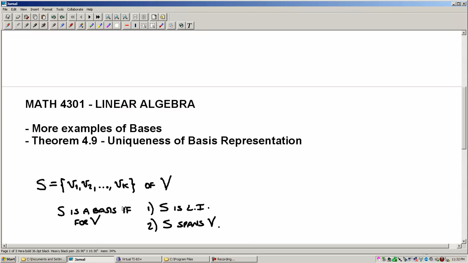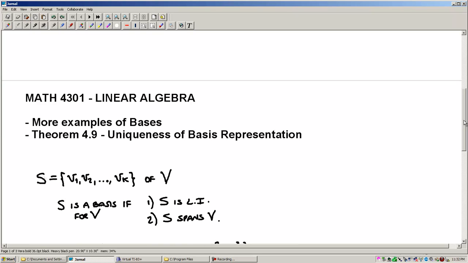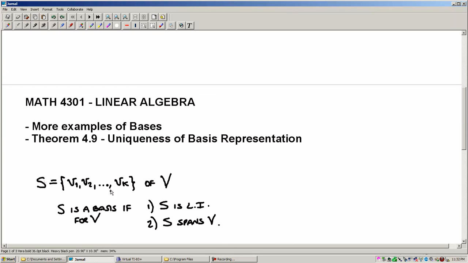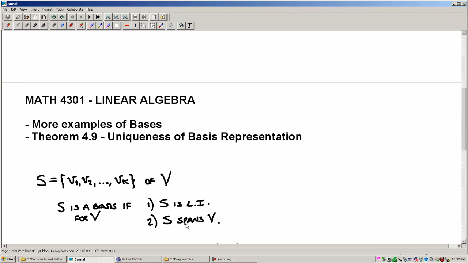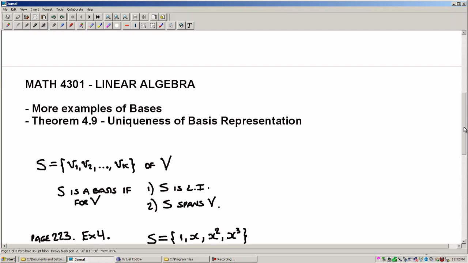So here's the definition of basis right there. You have a finite number of vectors. They're vectors of V, okay? Then we say that those vectors form a basis for V if they obey these two conditions: if they are linearly independent and if the set spans the whole space.